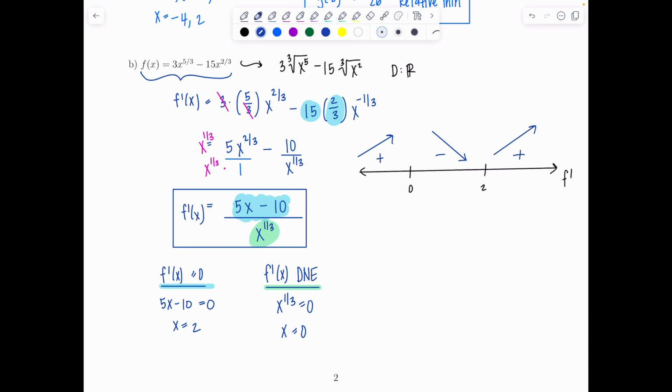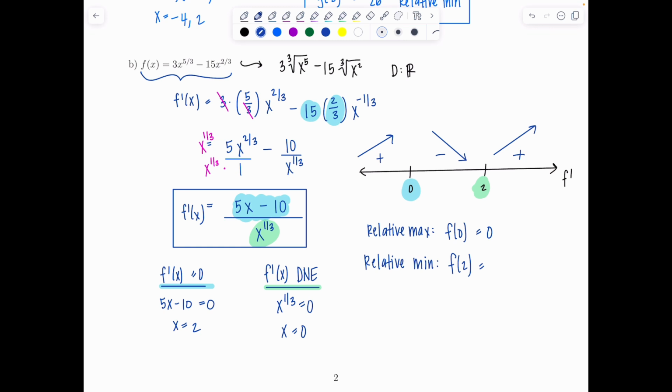Good? Okay, so just by looking, I can see, okay, at 0, we've got a relative max. And we want the function value. So f of 0, that's just going to be 0. And then we have a relative min. Can you see? At f of 2. Very good. F of 2, relative min.